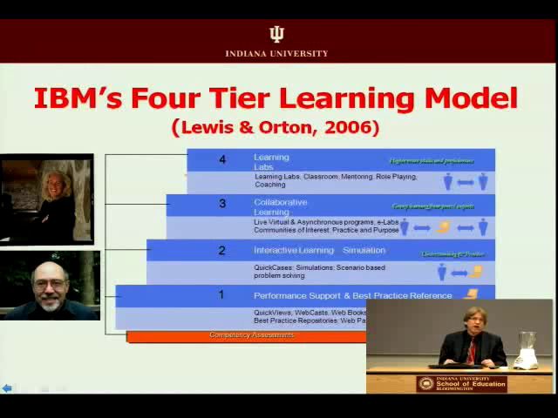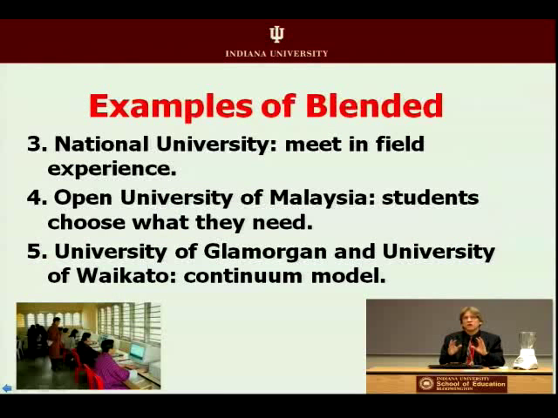So as I mentioned, the IBM model has a 4-tiered model. The first 3 parts rely on computer-based interaction or humans on the internet giving feedback, and they only meet at the end of their training experience. That's how they blend. At National University, their teacher training program has gone to a blended approach where they meet during field experiences, and all their courses in some programs are on the internet.